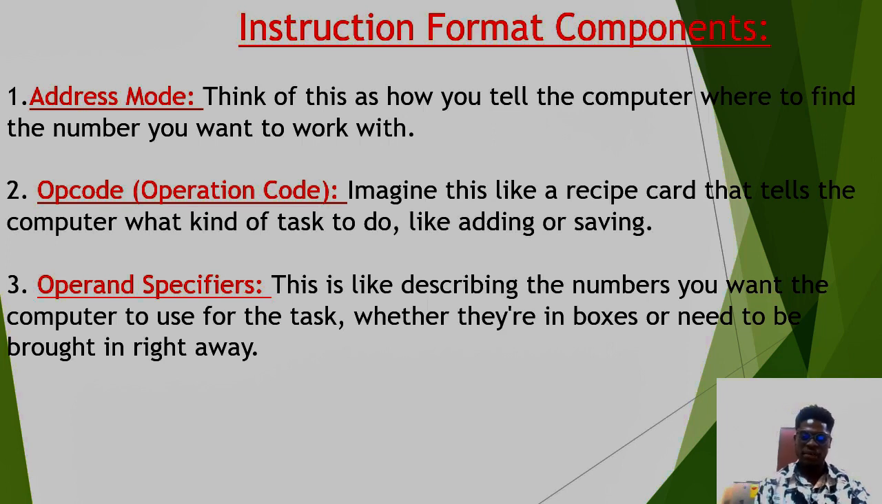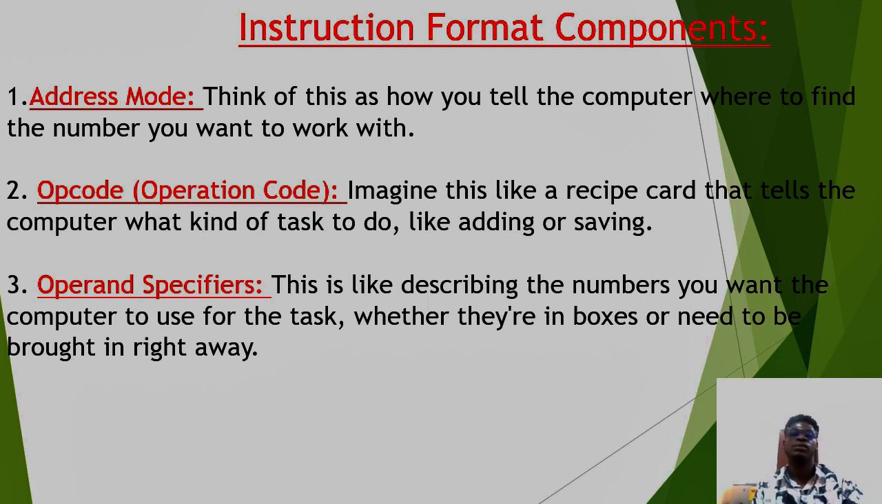Imagine this like a recipe card that tells the computer what kind of task to do, like adding or saving. Three, operand specification. This is like describing the numbers you want the computer to use for the task, whether they are in boxes or right away.